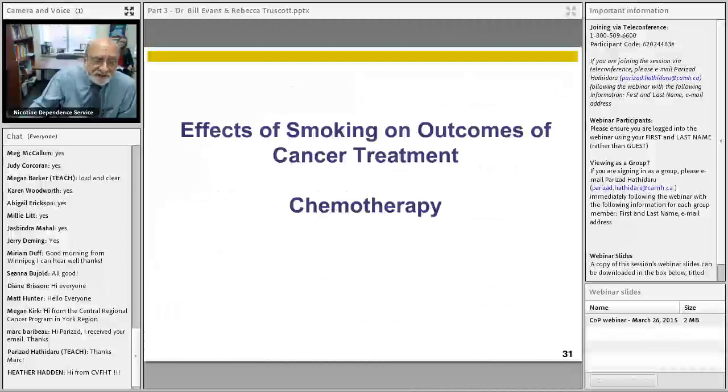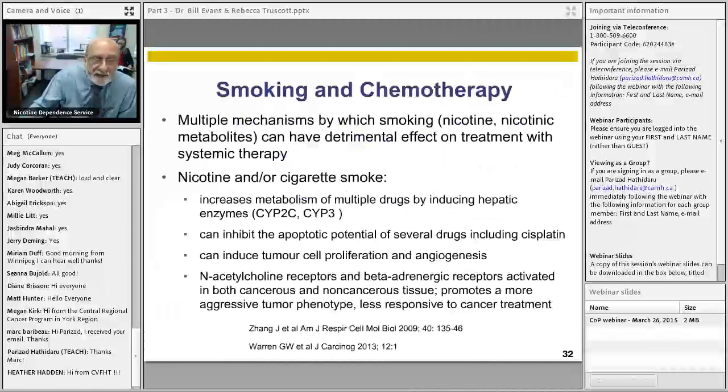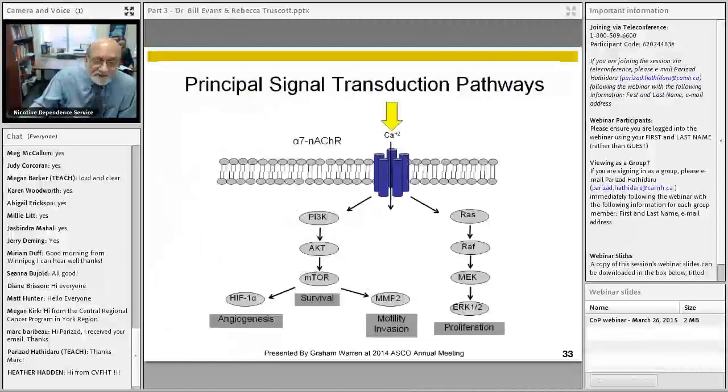But here's some interesting, thought-provoking information related to smoking and the receipt of chemotherapy. We recognize that cigarette smoke can have many impacts on drugs. Cigarette smoke in particular will increase the metabolism of drugs like theophylline by inducing hepatic enzymes. But the nicotine can also inhibit the apoptotic potential of drugs like cisplatin and others, and it can induce tumor cell proliferation and angiogenesis. Some of this is believed to be mediated through the nicotinic acetylcholine receptors and the beta-adrenergic receptors, which, by affecting the cancerous tissue, really promotes a more aggressive tumor phenotype that's less responsive to cancer treatment.